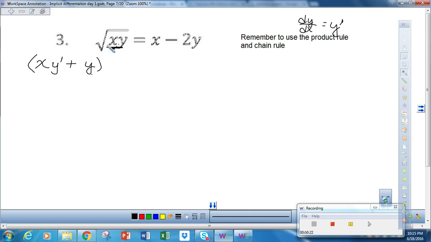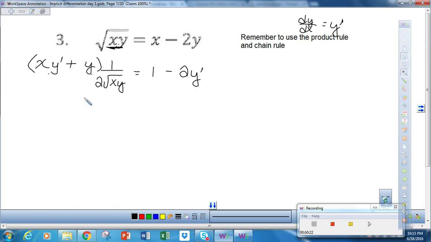Then I'm going to take the derivative of the outer function, and remember, this is one I told you makes life easier if we remember it. It's 1 over 2 square root of xy. Now the derivative of x is 1, and the derivative of 2y is 2y prime. So now what I have to do is get all these y primes together. So I'm going to have to multiply this through, I'm going to have to distribute this to get the y primes together.